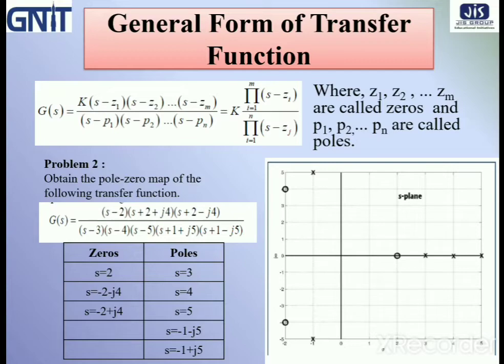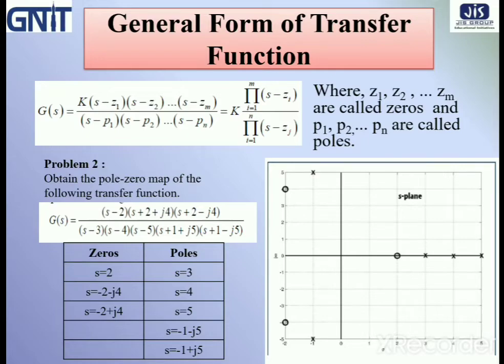Now if we put the numerator part equal to 0, that is (s minus 2)(s plus 2 plus j4)(s plus 2 minus j4) equal to 0, and from this just calculate the values of s. Here three values of s will be there: s is equal to 2, s is equal to minus 2 minus j4, s is equal to minus 2 plus j4.